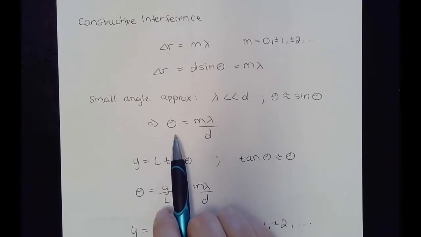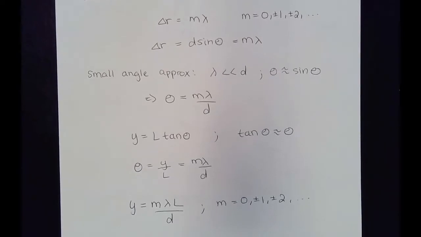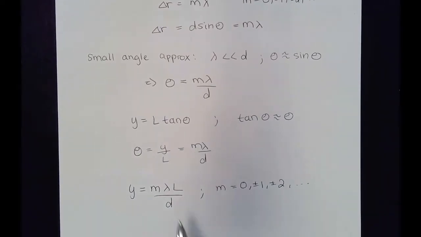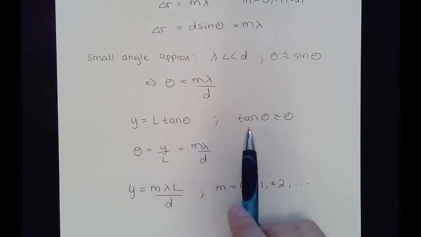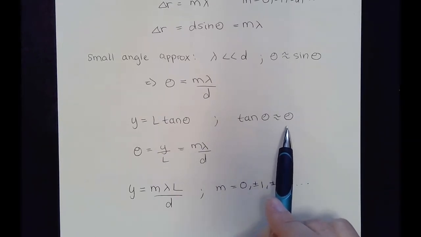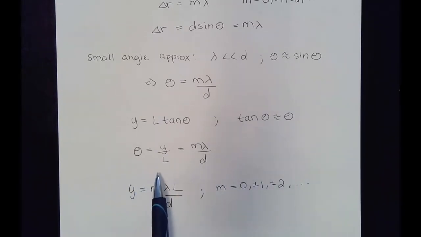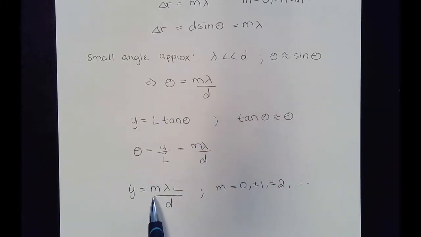This expression will give the angles at which the constructive interference fringes occur, but often we want to find the vertical position as well. So we have y equals L tan theta, and we can again use the small angle approximation. This time for tan theta, we have that equal to theta as well. So theta equals y over L, and it's m lambda over d, and solving for y gives us m lambda L over d, where m is 0, plus or minus 1, plus or minus 2, and this gives the vertical position of the constructive interference fringes.